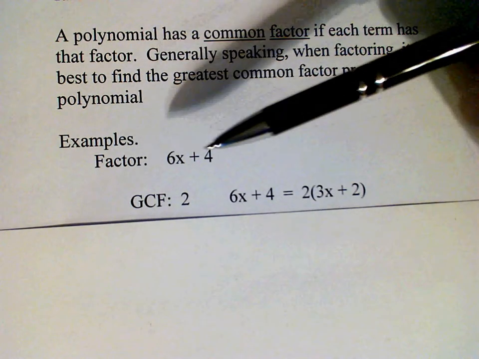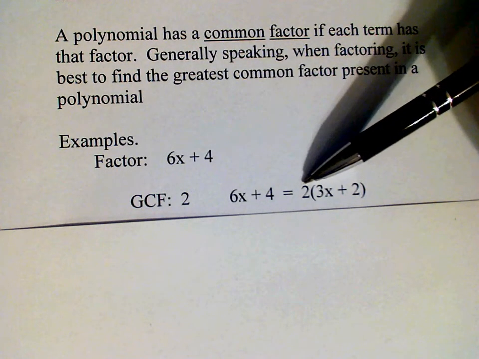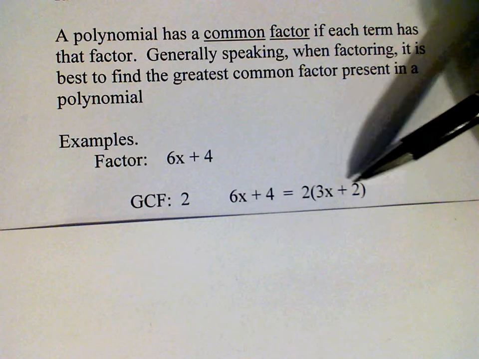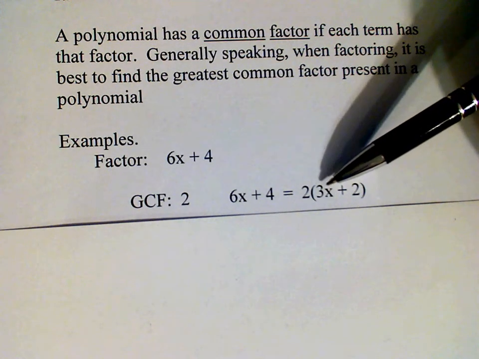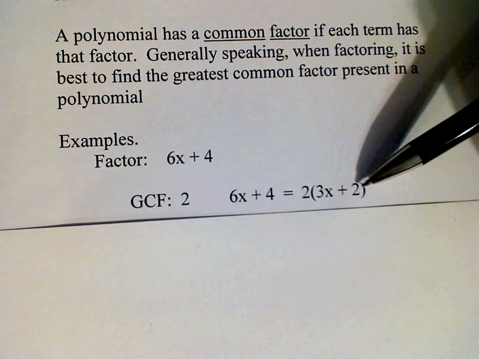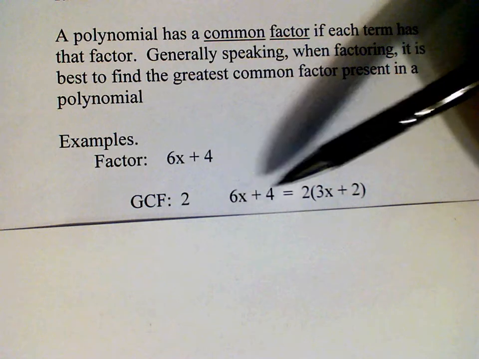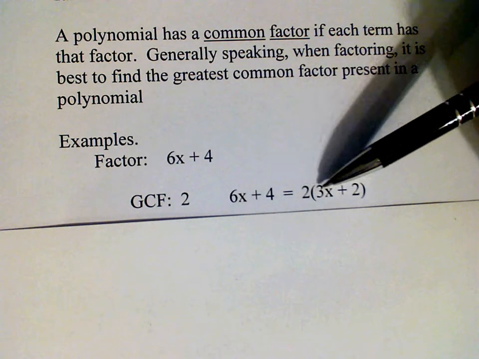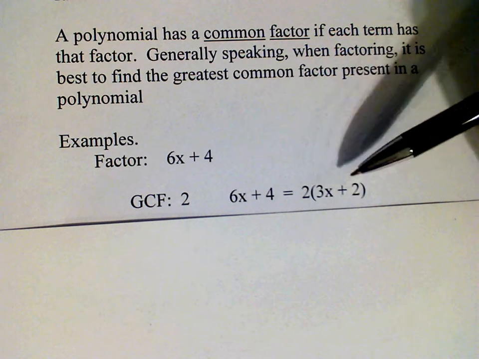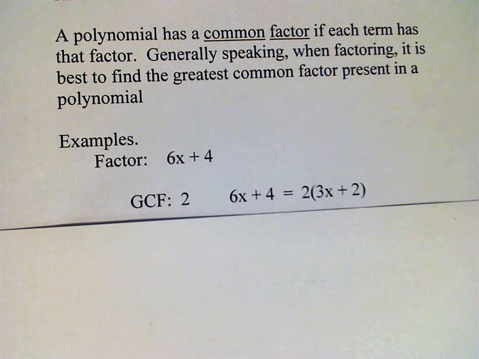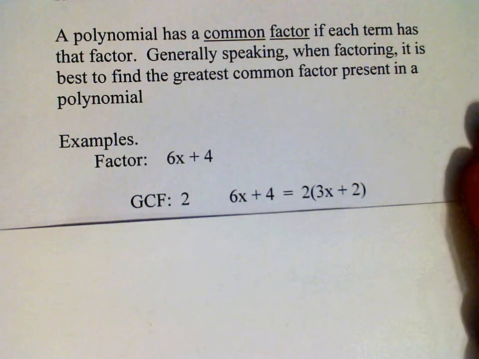Okay, so then the next step is to write that number 2, and then a set of parentheses, and inside the parentheses we write those factors that remain after the 2 is pulled out. So from the 6x we get 3x because 2 times 3x is 6x, and from the 4 we get 2 because 2 times 2 is 4. So then this is the factored form of the original polynomial.